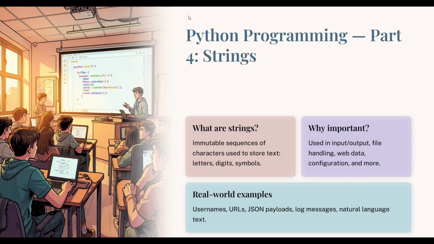What are strings? A string is a sequence of characters. Characters can include letters, numbers, symbols, spaces. For example, Python. Python is a string. It contains 6 characters. Similarly, Hello World is also a string because it contains letters and a space. In Python, strings are written inside quotes. We can use single quotes and double quotes.